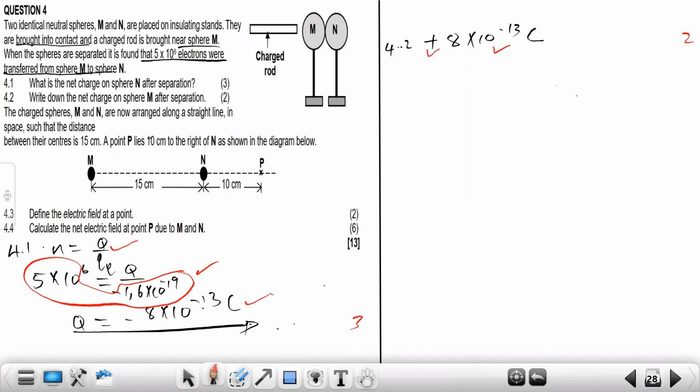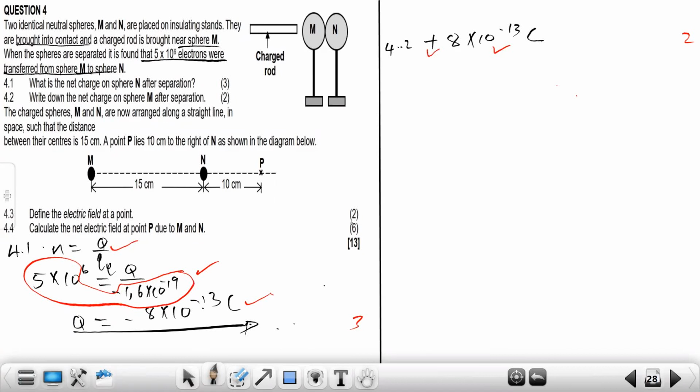So this is how we will mark this. We cannot give you 2 marks for just writing the value. Hence it said 2 marks, write down the net charge on sphere M after separation. But remember, M is the one that is now giving off the electrons. So M will remain more positive. So it's basic things that we spoke about when we're explaining charge transfer. So 4.3 is an easy definition.